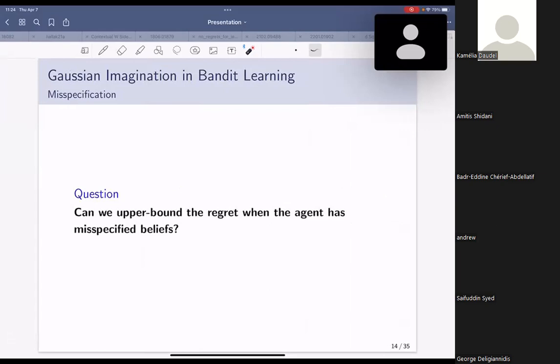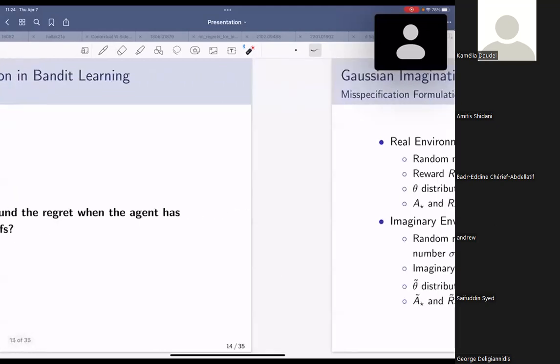Answering this question can be very difficult because it can depend on a lot of parameters. In this paper, they focused on just one specific setting where the true environment is Bernoulli and the imaginary environment is Gaussian. And they answer yes to this question: we can actually bound the regret with good terms. But for the general case, it's an open problem, I guess.